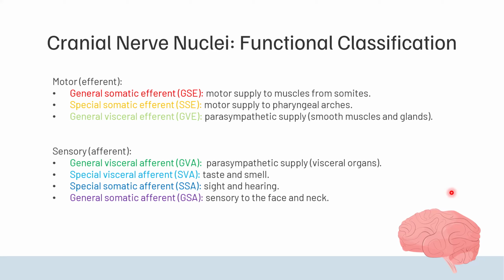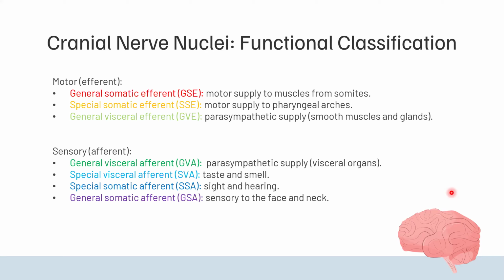Now, for general somatic efferent, we have our motor supply to the muscles from the somites. For general visceral efferent, we have our parasympathetic supply to the smooth muscles and the glands. For general visceral afferent, once again, our parasympathetic supply, because this is the viscera, and this will go to the actual visceral organs. Our general somatic afferent is going to be sensory, so we have the head and neck region.